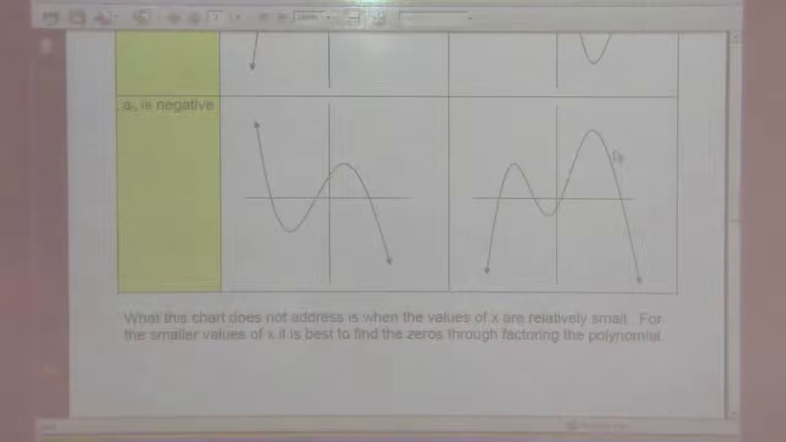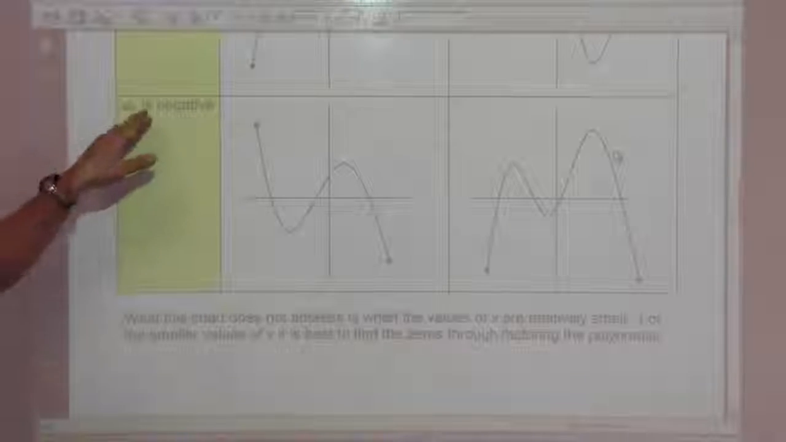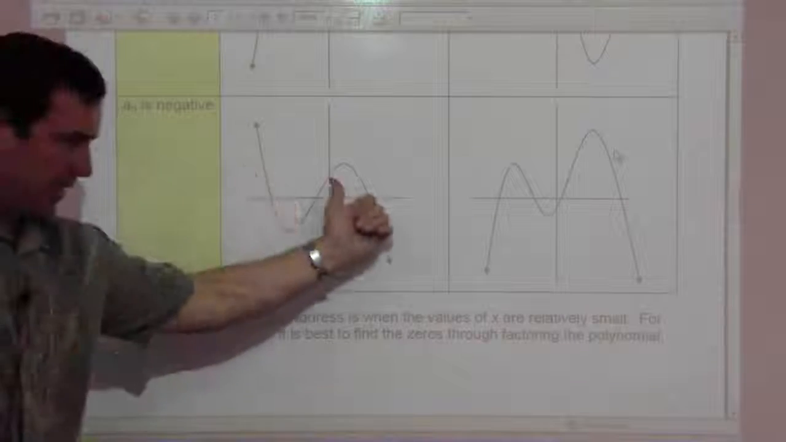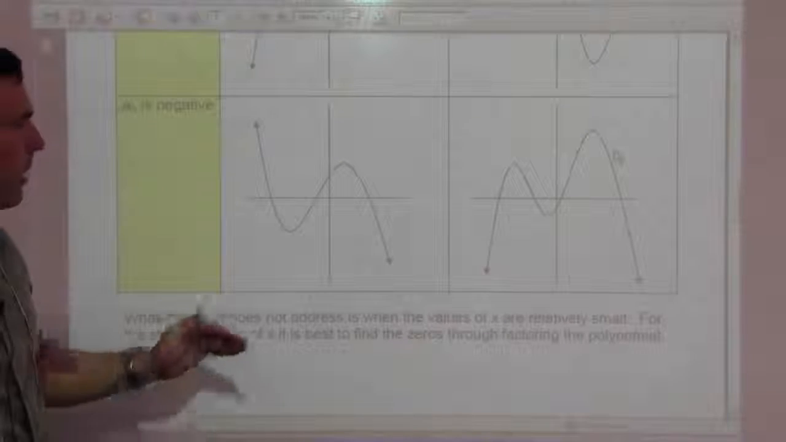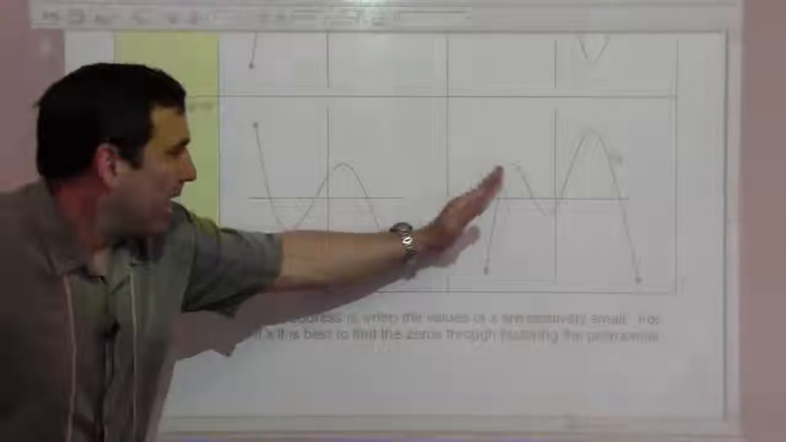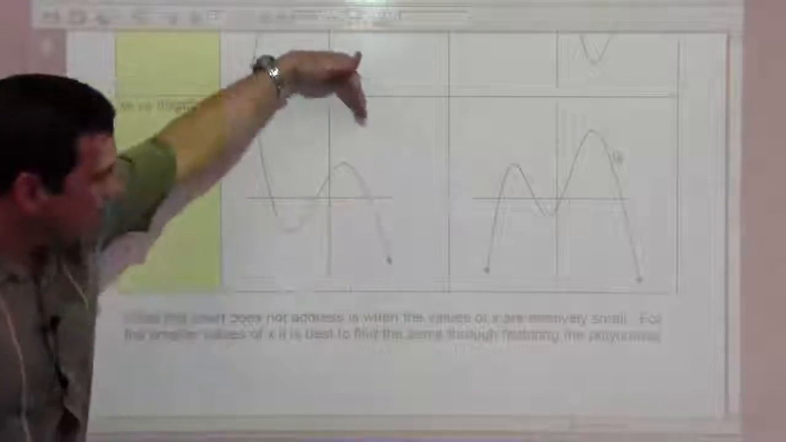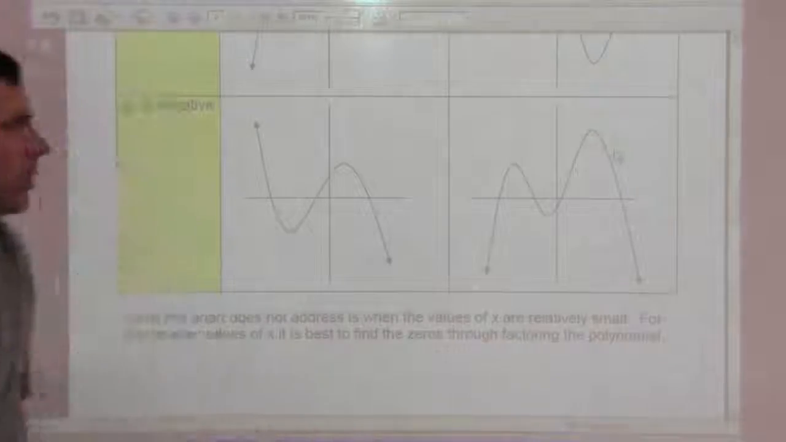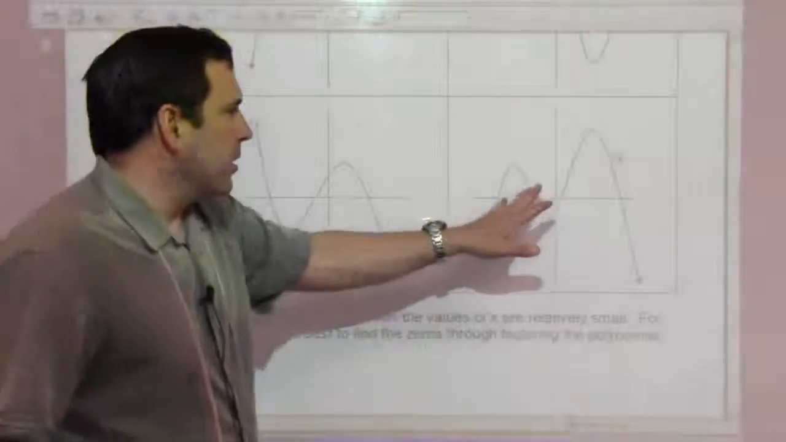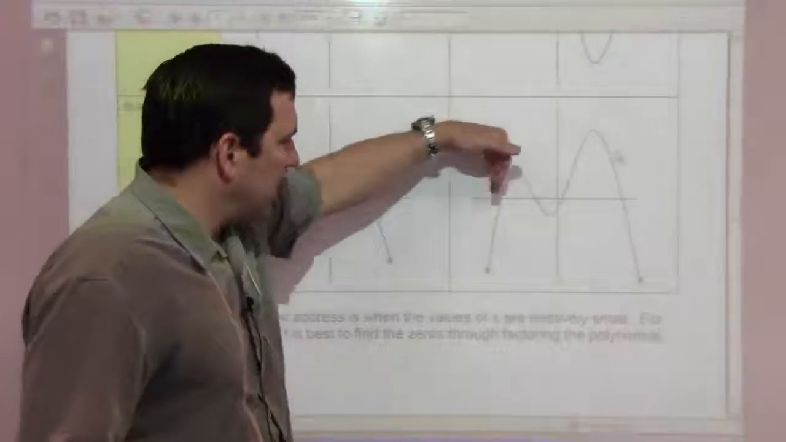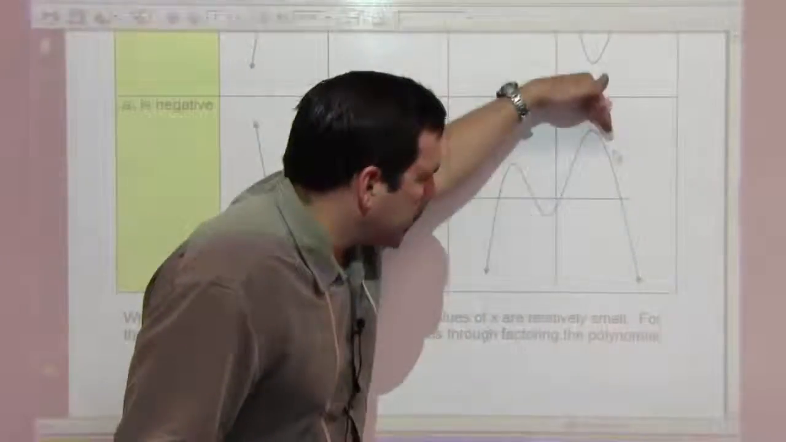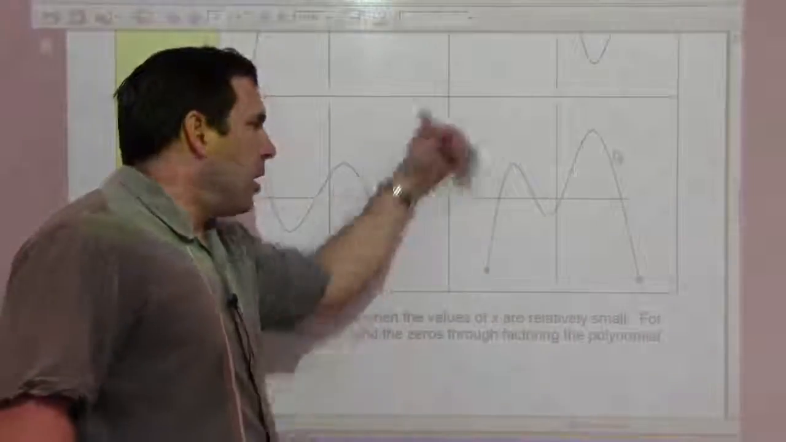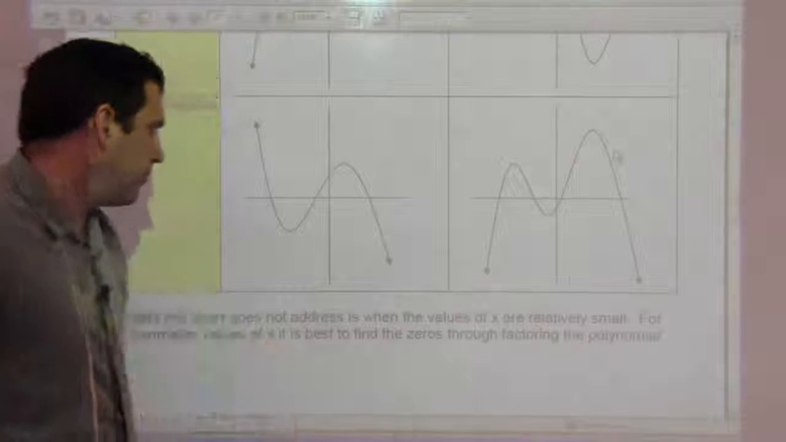Now, in the second case, you have a sub n being negative, your leading coefficient's negative. That means as x gets small, this is going to climb, climb to infinity. As x gets very big, it's going to go down, down, down. And for an even function, when your leading coefficient's negative, it's going to go down on both ends. As x gets really big, it's going to go to negative infinity. As x gets really small, it's going to go to negative infinity.